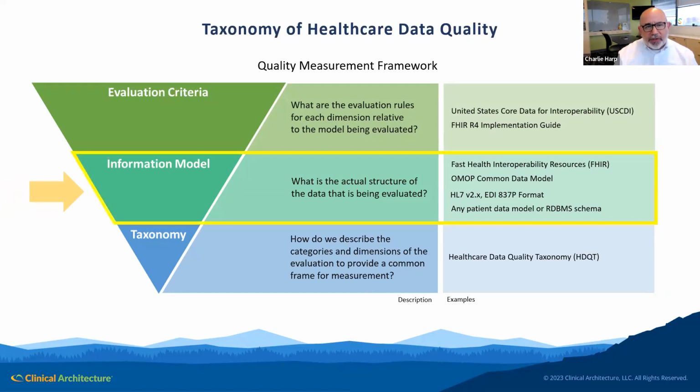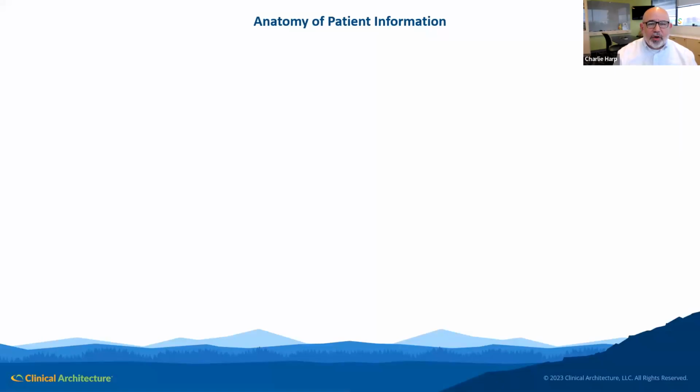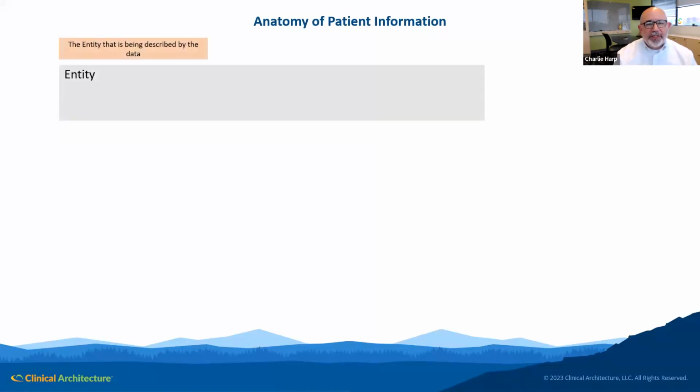So we're going to start out by talking about the information model. And for today's conversation, we're going to use a basic patient information model because, you know, it's healthcare. So we're going to talk about healthcare stuff. So if we were to look at the anatomy of patient information, let's start by just talking about information in more of an abstract sense.